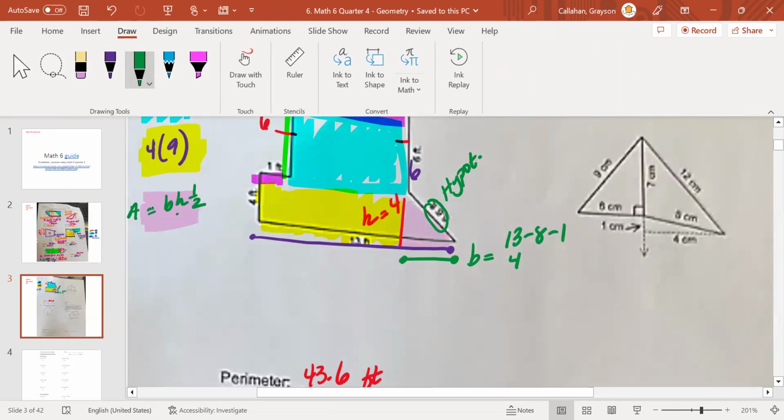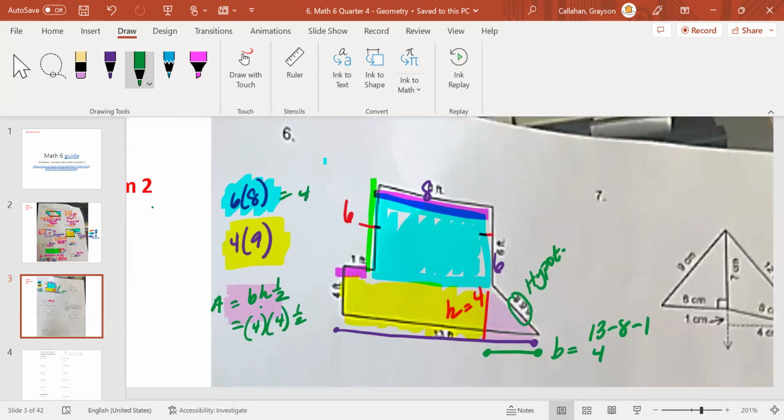Base times height times 1/2. So what are the numbers? Times half. So what is that gonna give you? So let's take a look over here. This is 48, 36. What's half of 16? 8. Half of 16. So what's 48 plus 36 plus 8? Grab your calculator. Let's go. I don't expect you to do this in your head. Just grab your calculator.